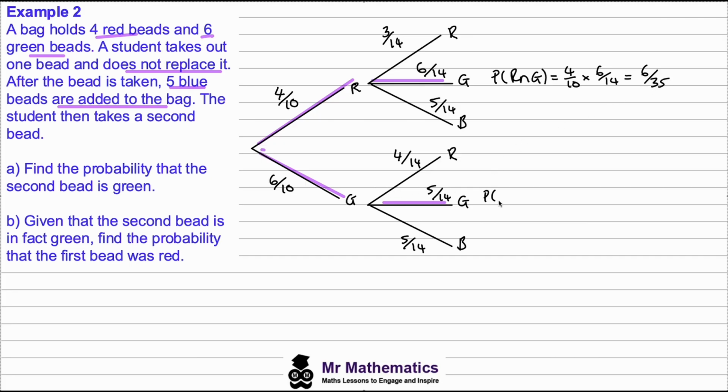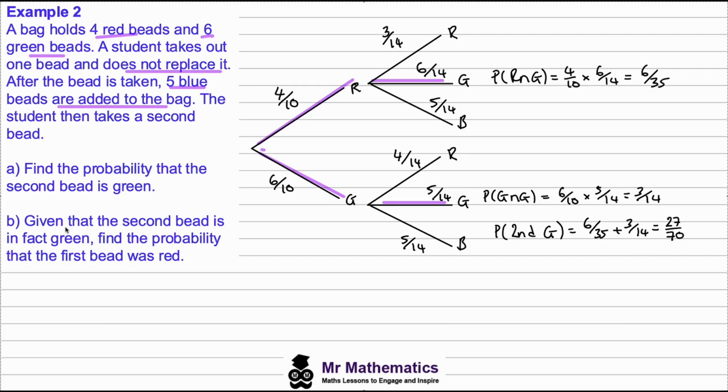The probability of a green intersecting with another green would be the 6/10 multiplied by the 5/14. And this works out as 3/14. So the probability then of getting the second bead green will be 6/35 or the 3/14. And when we add these two together, we get 27/70. Okay?